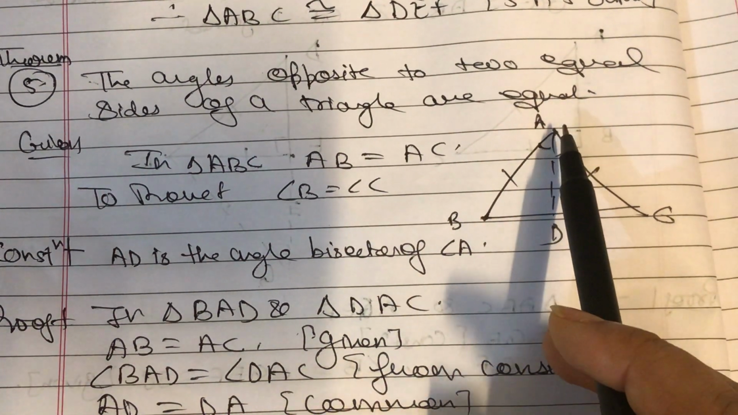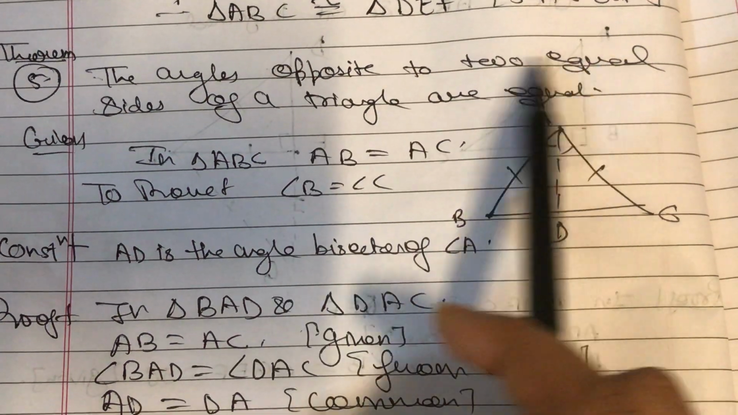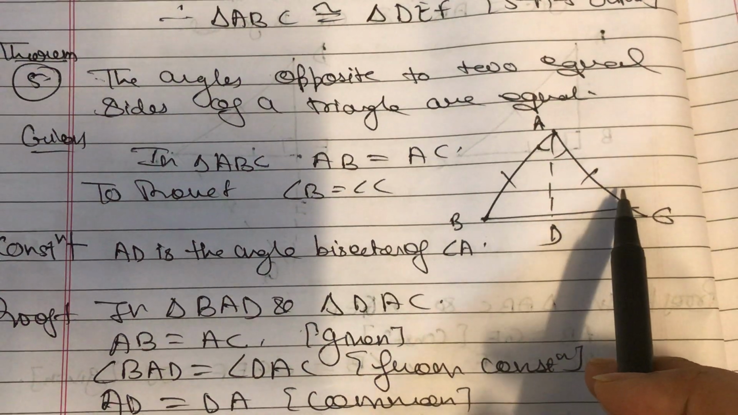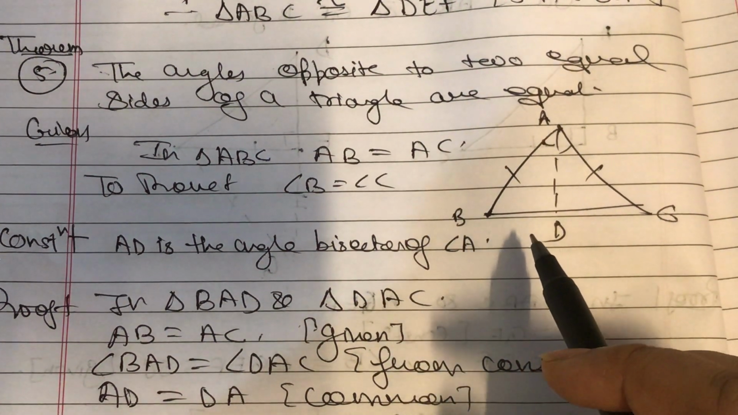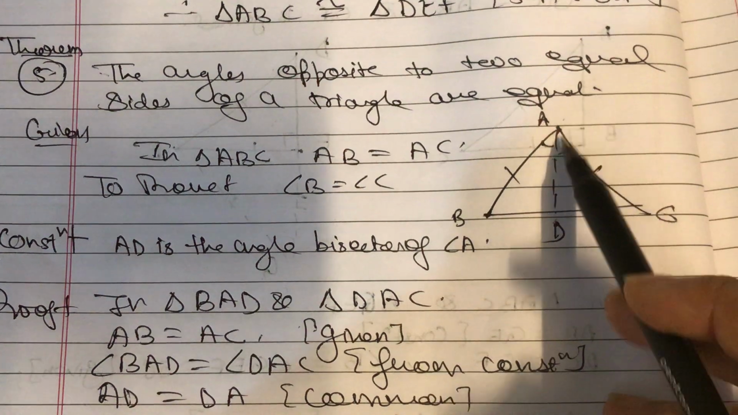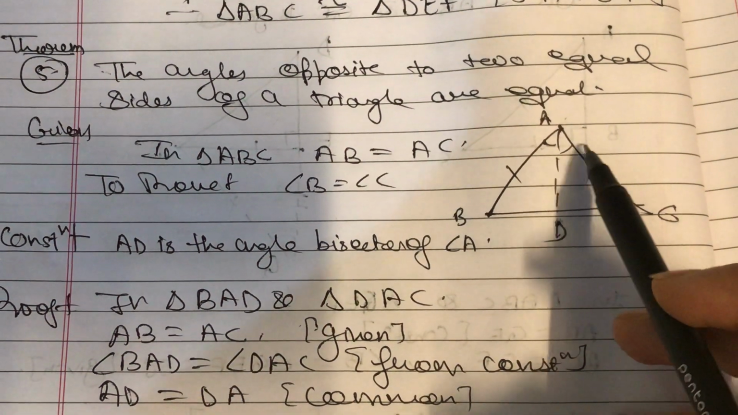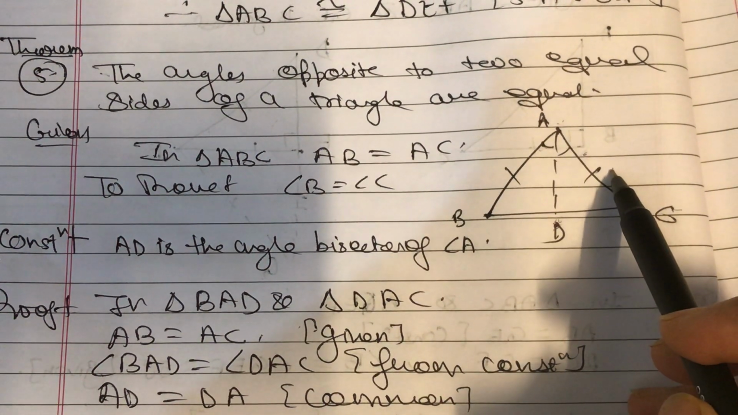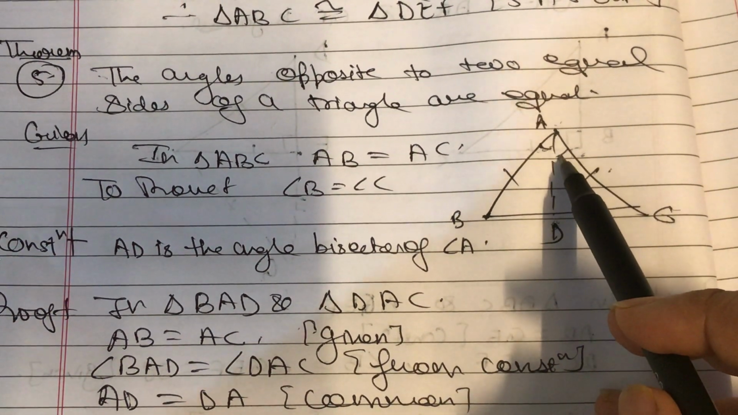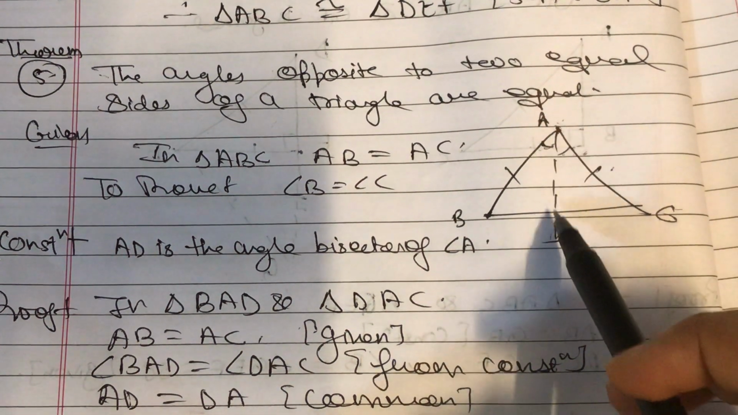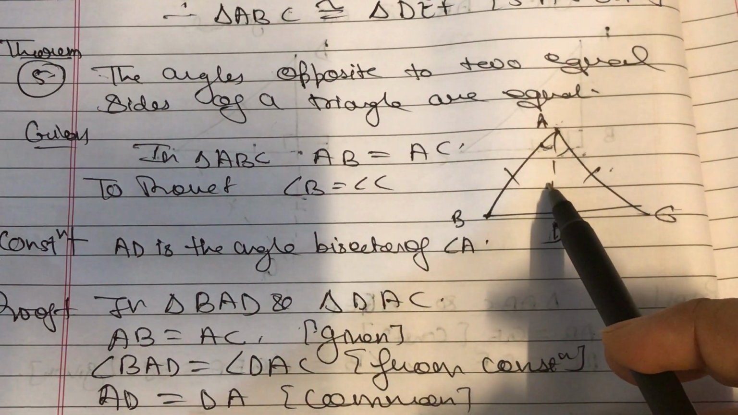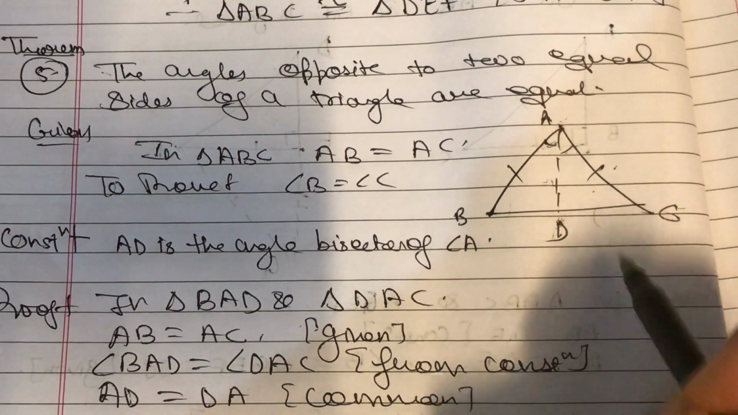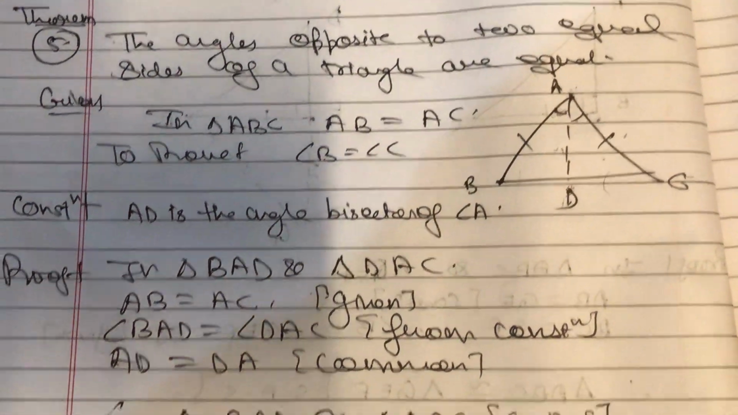It is given that the angles opposite to the two equal sides of a triangle are equal. So it is given that AB is equal to AC. I have to prove angle B is equal to angle C. Now a construction I have made, I have drawn AD as the angle bisector of angle A. Now in triangle ADB and triangle ADC, AB is equal to AC given in the question. This angle is equal to this angle by construction, and AD equal to DA common. So using side angle side criteria, this triangle is congruent to this. So I can say that angle B is equal to C using CPCT criteria, right?